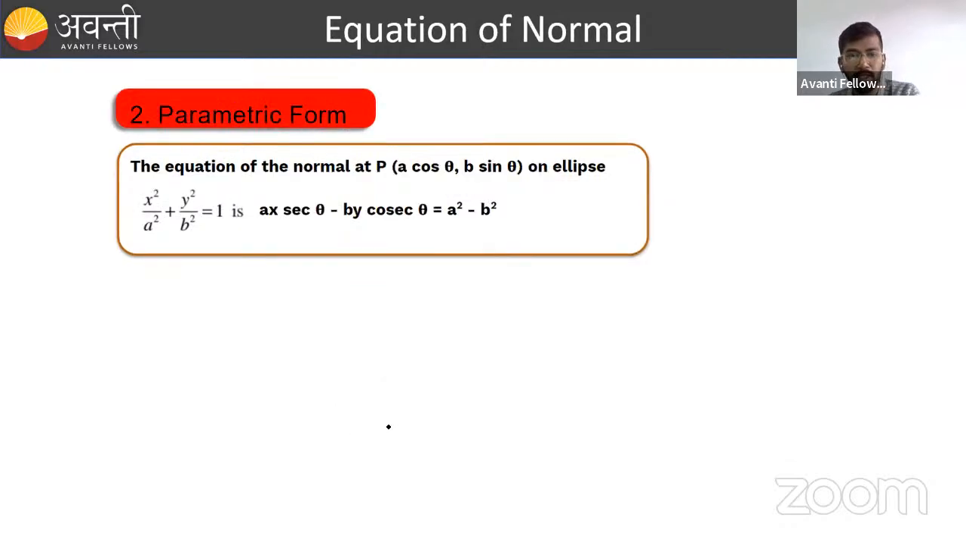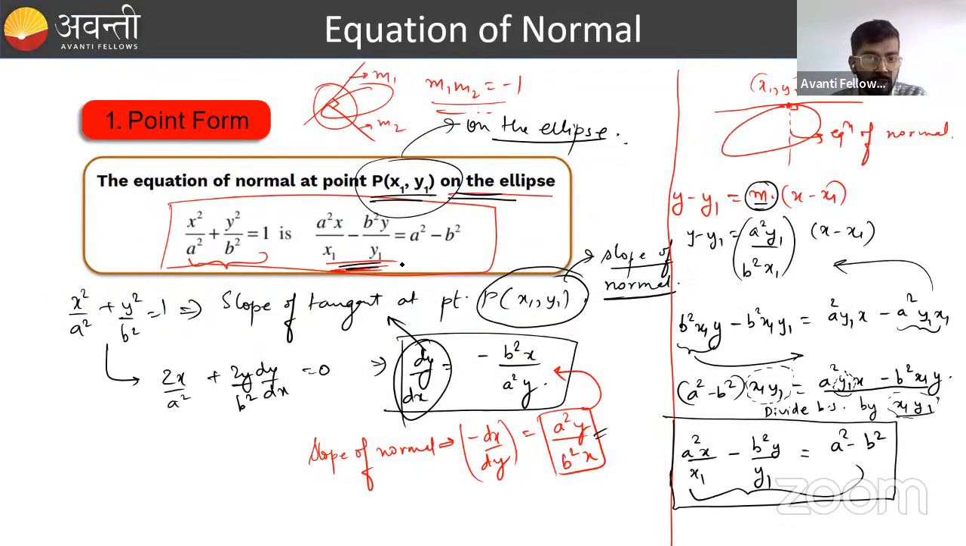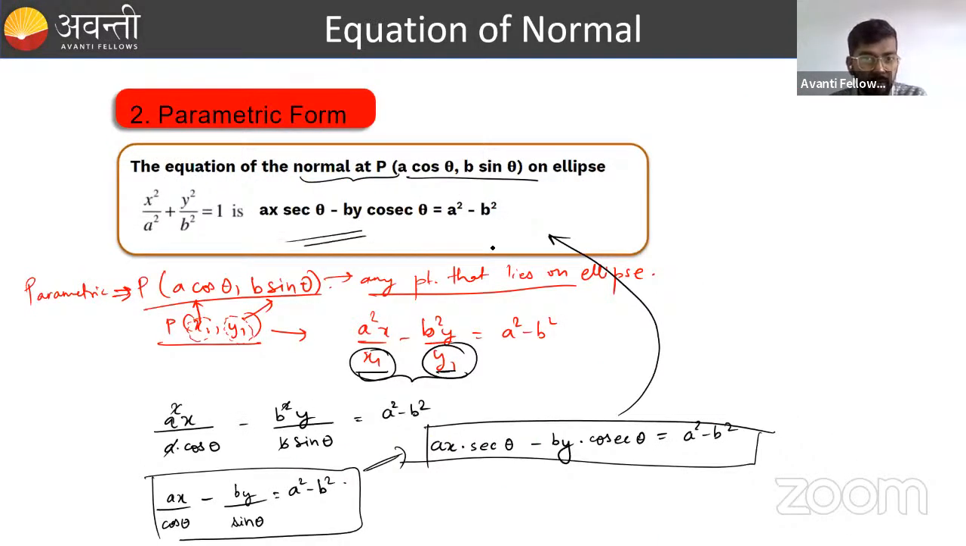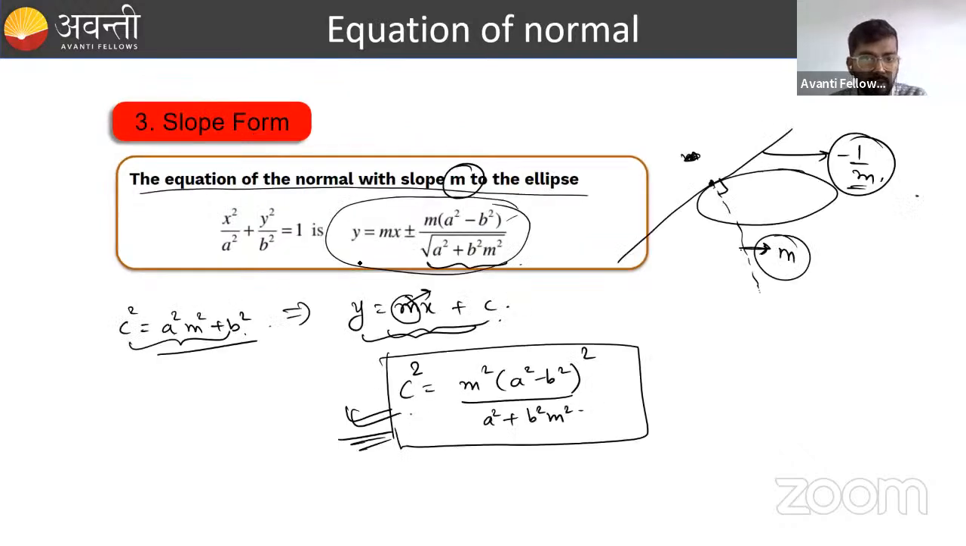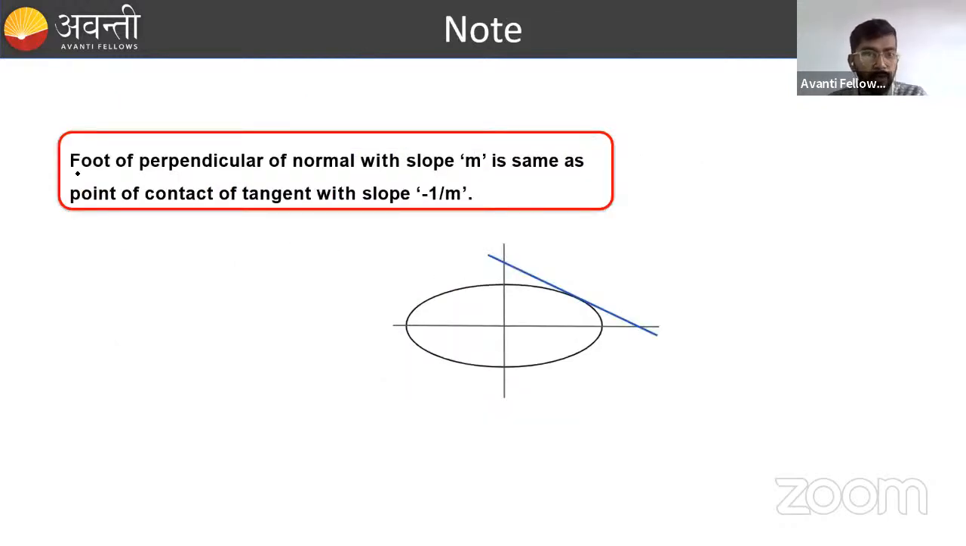So these are the three types which you have to remember. One is slope point form, the other is in parametric form, and the last one when the slope of the normal is given as m. Okay. Now, to find the foot of the perpendicular of normal with slope m is the same as the point of contact of the tangent with slope minus 1 by m. So, do you guys remember what was the point of contact?